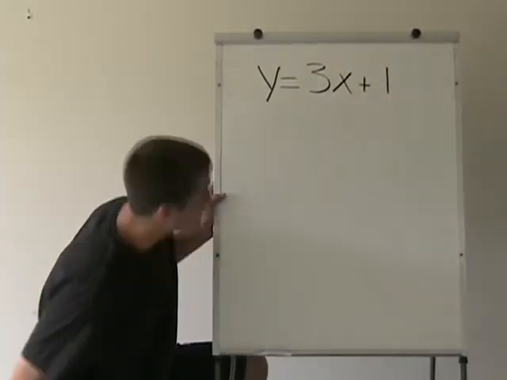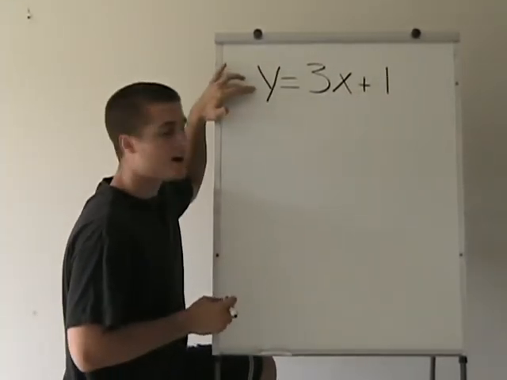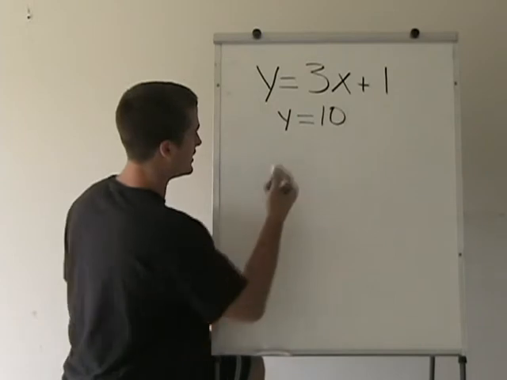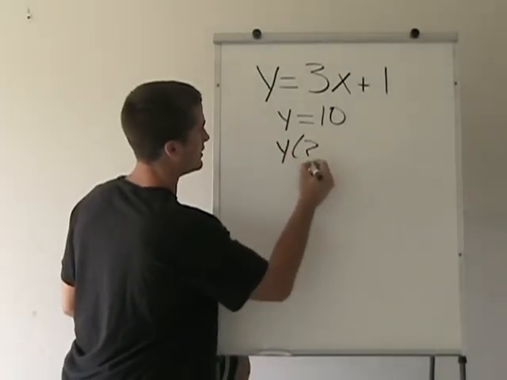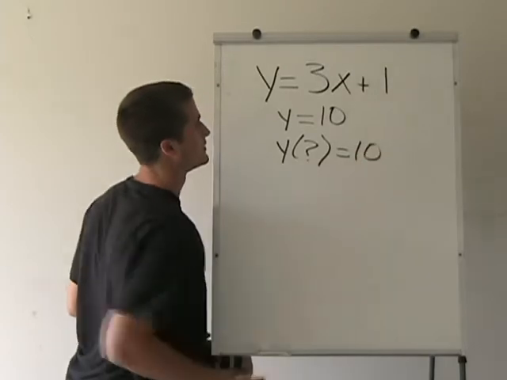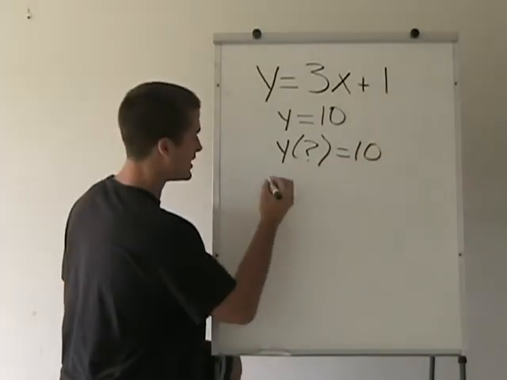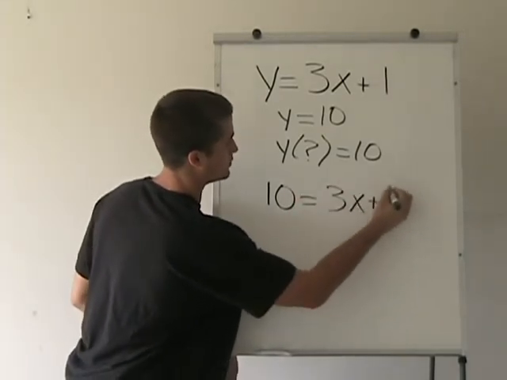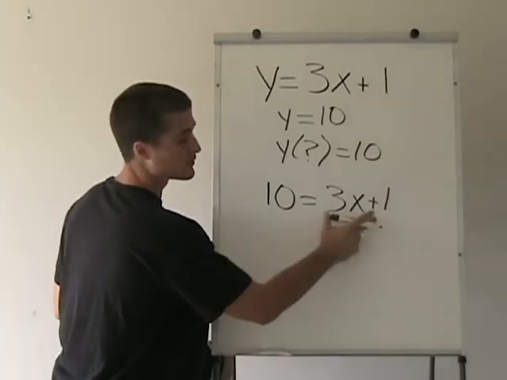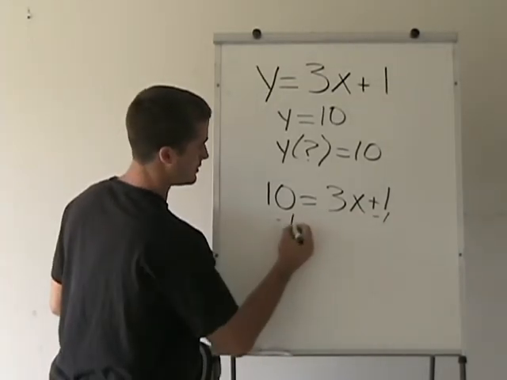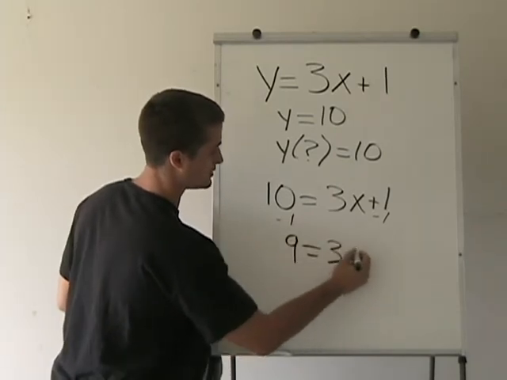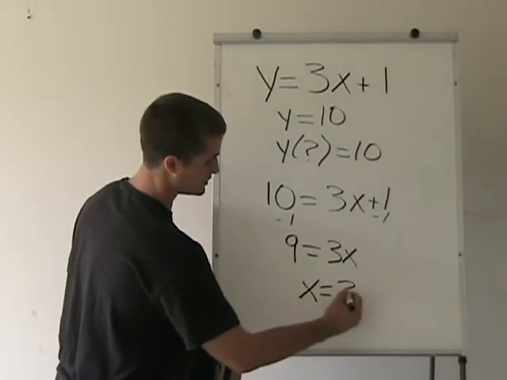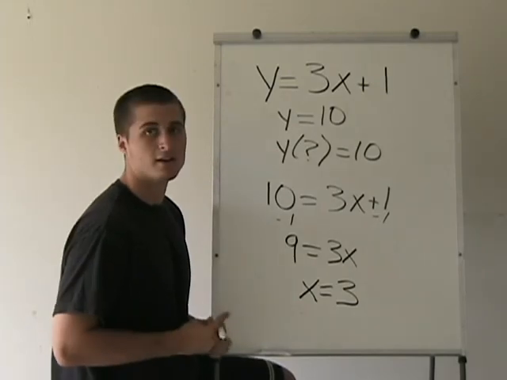Now say there is a number given to you for the dependent variable y. Y equals 10, for example. This can also be written as y of what equals 10. Well, all you do is plug that 10 in for y and solve for x. So 10 equals 3x plus 1. Subtract 1 from both sides. 9 equals 3x. Divide both sides by 3, and you get x is equal to 3. And that's how you solve for an independent or dependent variable.